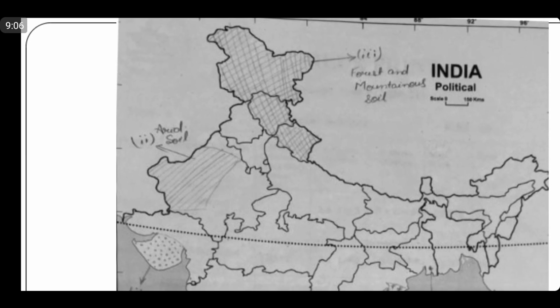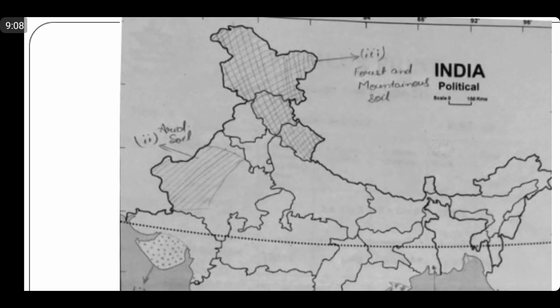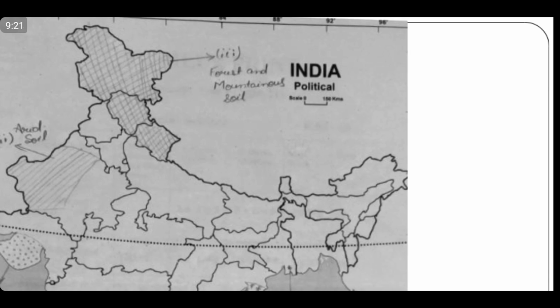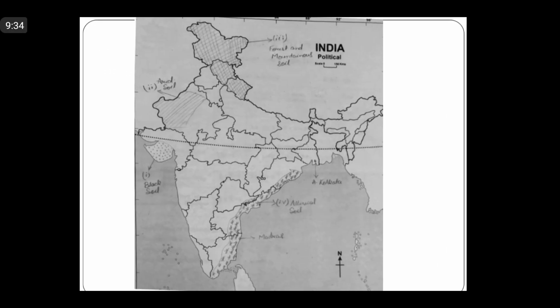The second one is arid. Why arid? Rajasthan, moisture is low, dry, desert climate, right? Arid climate. So here what type of soil? The arid soil is found. Now, the third one, you can see here, is forest and mountain soil. Why is it so? Because these soils are formed or found at high altitudinal zones, right? High altitudinal areas. Now, the fourth one was your alluvial soil.